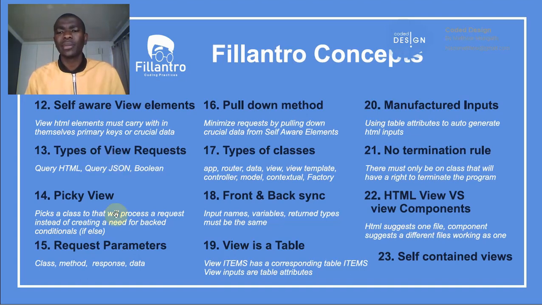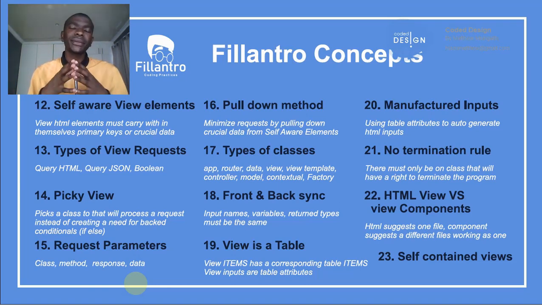So this one, point number 21, no termination rule, talks to that. It means no sponge method, the method that absorbs the request because it terminates the script. There must only be one class that will have the right to terminate the script. In my experience and my own case, the application class is the one that decides whether to terminate the entire script, because it is its responsibility. So it's more like sticking to the SOLID principles, the S, which is single responsibility. Point number 22, HTML view versus view component.